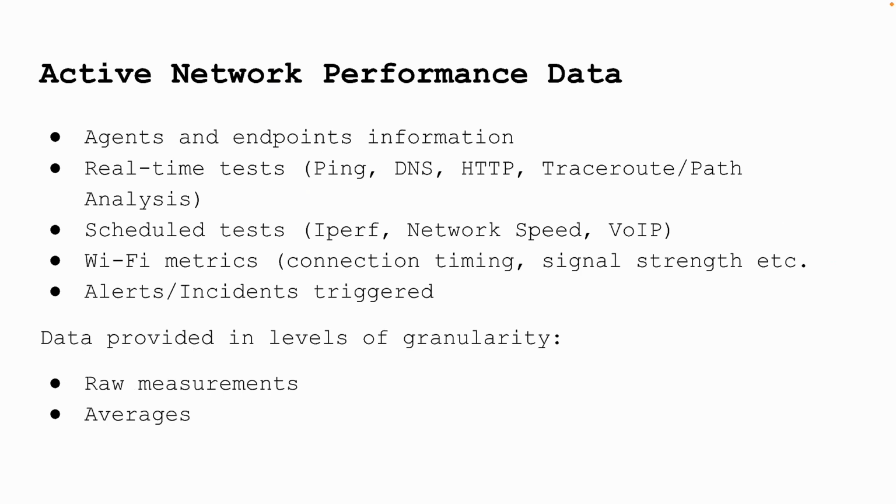So what is this active network performance data we're gathering? It includes agent and endpoint information, like the operating system version and other information that we'll go through later on. Real-time test measurements such as ping, DNS, HTTP, traceroute, and path analysis are all made available through the API. Scheduled test results for iPerf, network speed, and VoIP. Wi-Fi metrics regarding connection timing, signal strength, and so on, as well as alerts and incidents that have been triggered. And this data is provided at different levels of granularity, from raw measurements to different levels of averages over different periods of time or different window sizes.